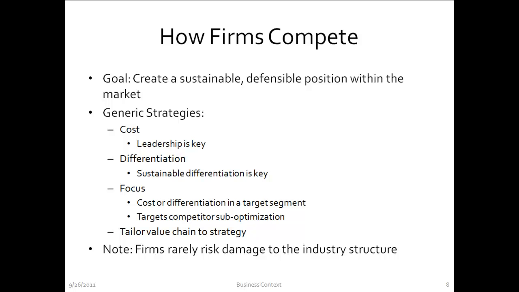So the point really that is being made here is that firms, of course, want to compete, but they don't want to damage their livelihood or damage their industry structure by their competition.